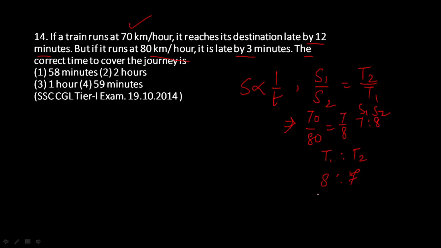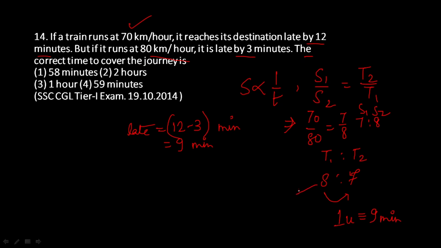So what's the difference in time in this case? 1, but it's 1 unit, okay? This 1 unit is equivalent to, it says that it reaches the destination late by 12 minutes, and in the next case it is late by 3 minutes. Both are getting late, so it will be subtracted. 12 minus 3 is equal to 9 minutes late. So this 1 unit is equivalent to 9 minutes. So this 8 will be equivalent to 8 into 9, 72 minutes.